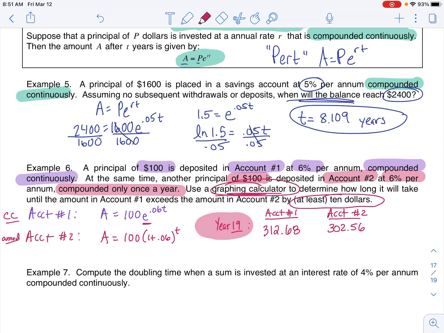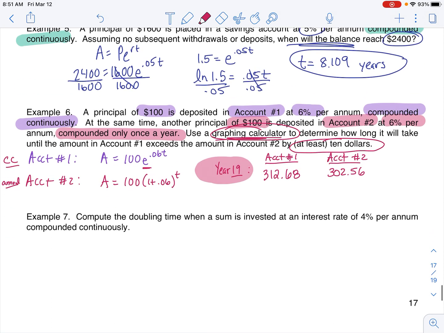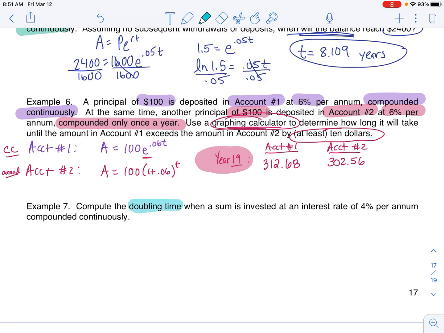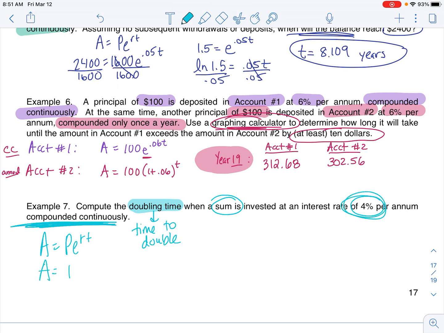All right, last example. Compute the doubling time. All right, so this idea of doubling time. What is doubling time? Doubling time is just the time it takes to double an amount, right? When a sum is invested at an interest rate of 4% per annum, compounded continuously. Again, as soon as I see that, I write down PERT. I know 4%, so that's really the only thing I know so far. So I need a little bit more information here.